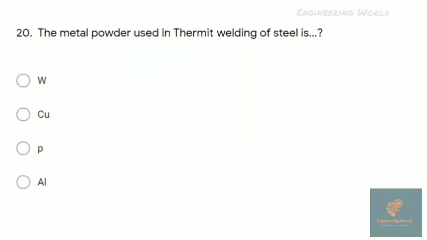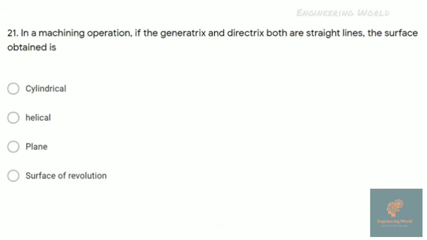Then the next question, the metal powder used in thermit welding of steel is. In thermit welding, the metal powder is aluminum. Sorry, here the correct answer is aluminum. Thermit welding uses aluminum powder.